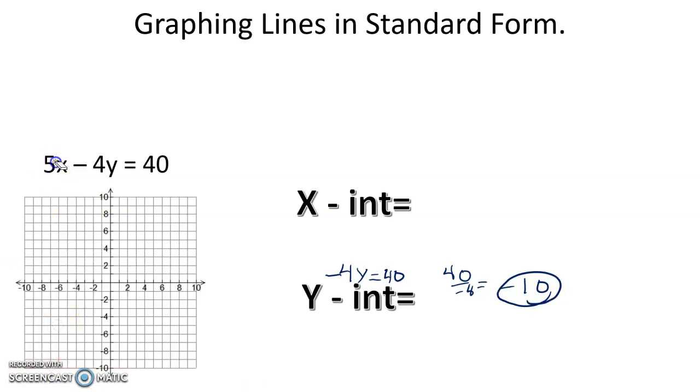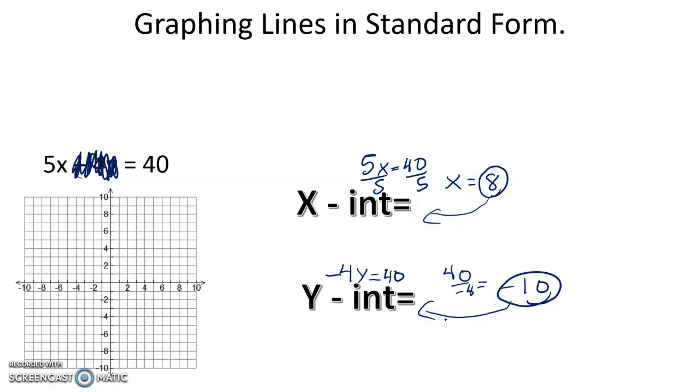If we go back, do the same thing but cover up the y this time. I'm left with 5x equals 40. To solve for x, divide by 5 on both sides, and I get x is equal to 8. So I have an x-intercept of 8 and a y-intercept of -10. So go on the x-axis to +8, which is right here. And then on my y-axis, I'm going to go to -10, which is right down there. Then all I've got to do is connect those 2 dots right there.